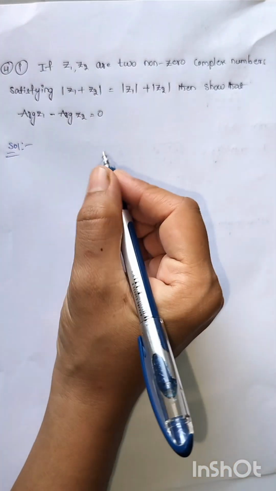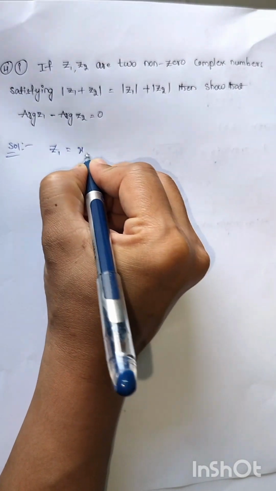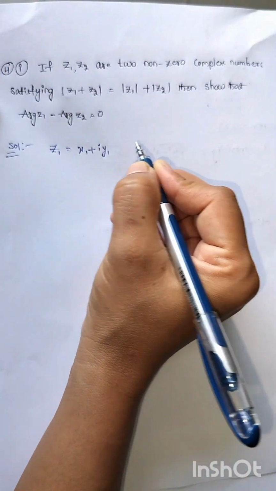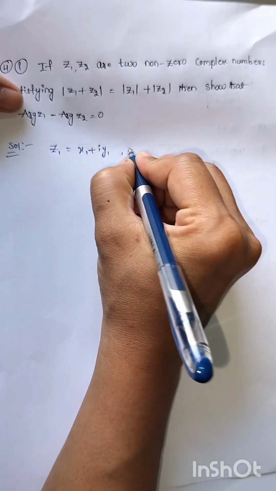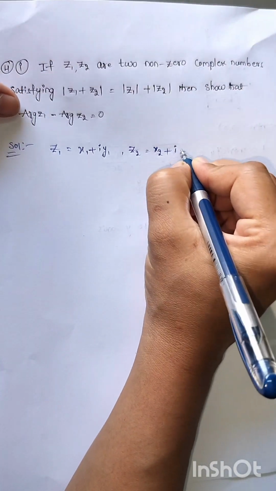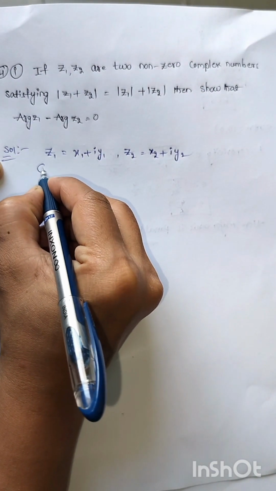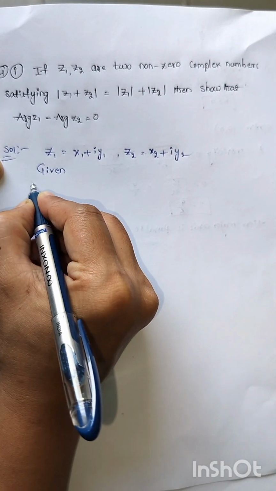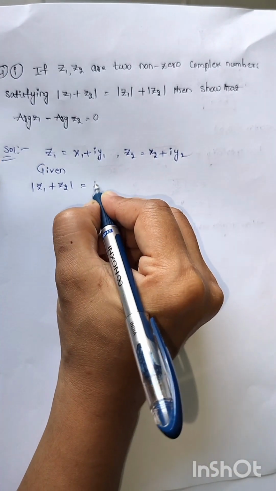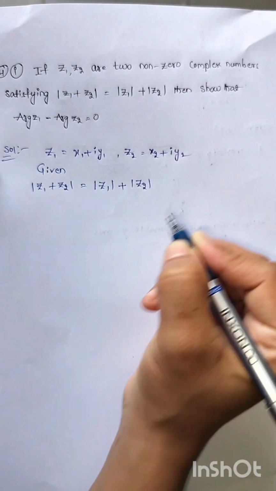Solution: z1 is equal to x1 plus i y1 and z2 is equal to x2 plus i y2. Given modulus of z1 plus z2 is equal to modulus of z1 plus modulus of z2.